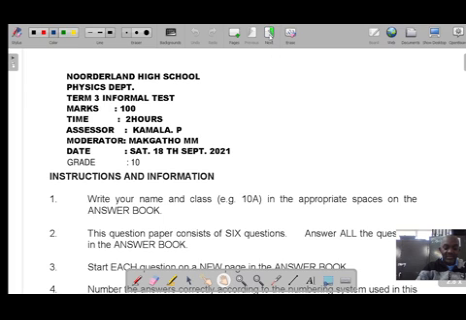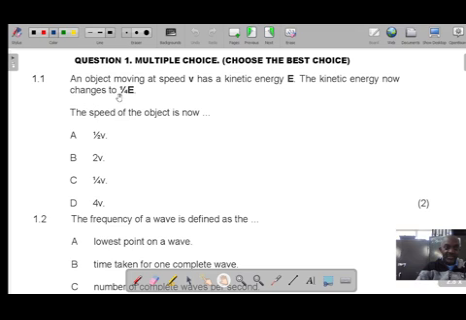The first question says that an object moving at a speed v has kinetic energy E. The kinetic energy now changes to a quarter E. The speed of the object is now, so they are saying that the object is moving with the speed v, this is speed v here, and it has kinetic energy E. Now the kinetic energy changes to a quarter E. So the speed of the object now is V final, and this is our V initial here.